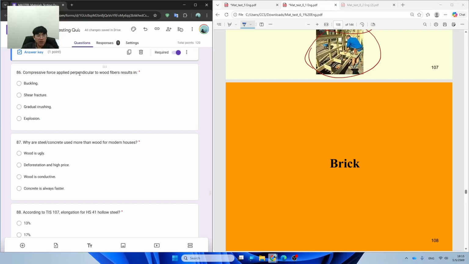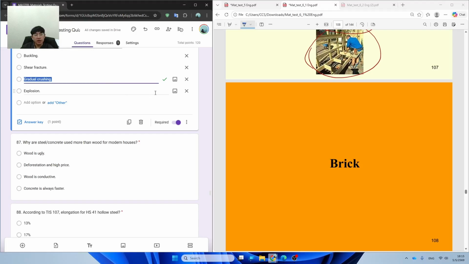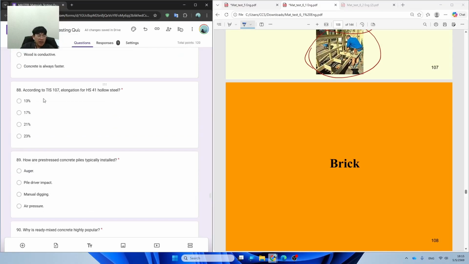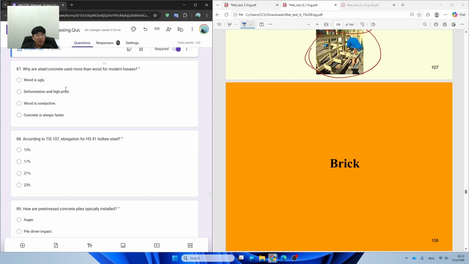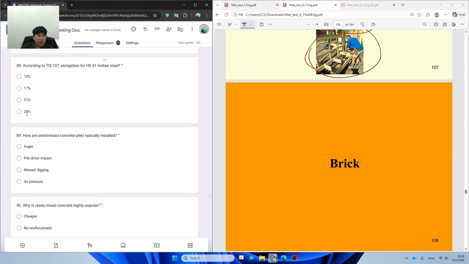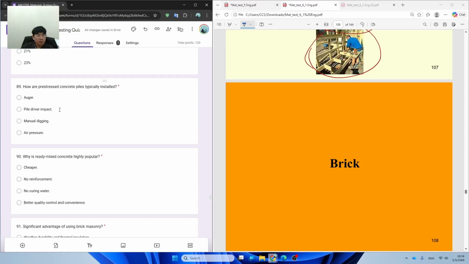Question 86: compressive force applied perpendicular to the wood fiber results in gradual crushing. Okay, the one perpendicular to the grain. And why is concrete still used more than wood for modern houses? Simple question: because of deforestation, the high price of wood, and a really high price of maintenance. According to TIS 107, HS41 of the hollow steel is supposed to have a percentage elongation of about 23%.